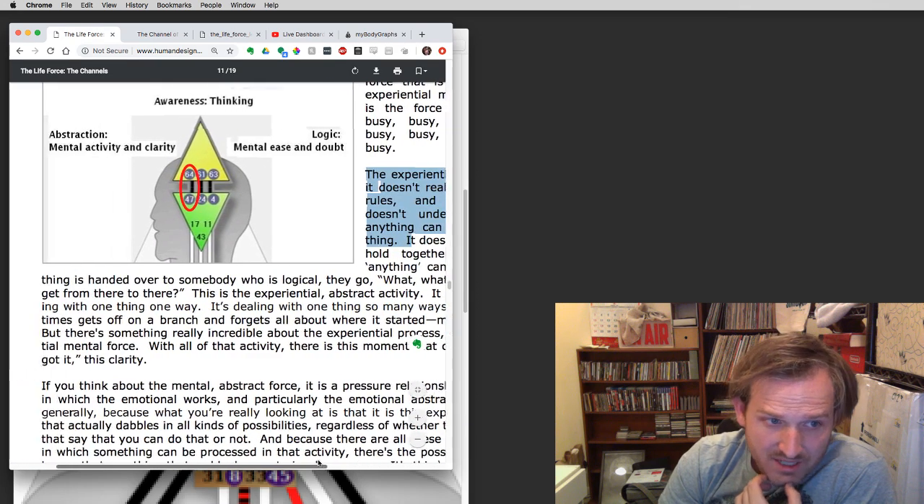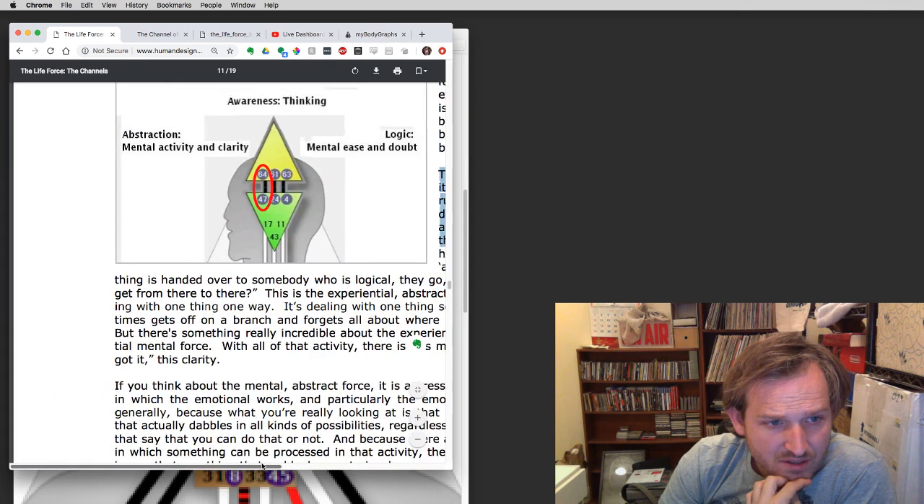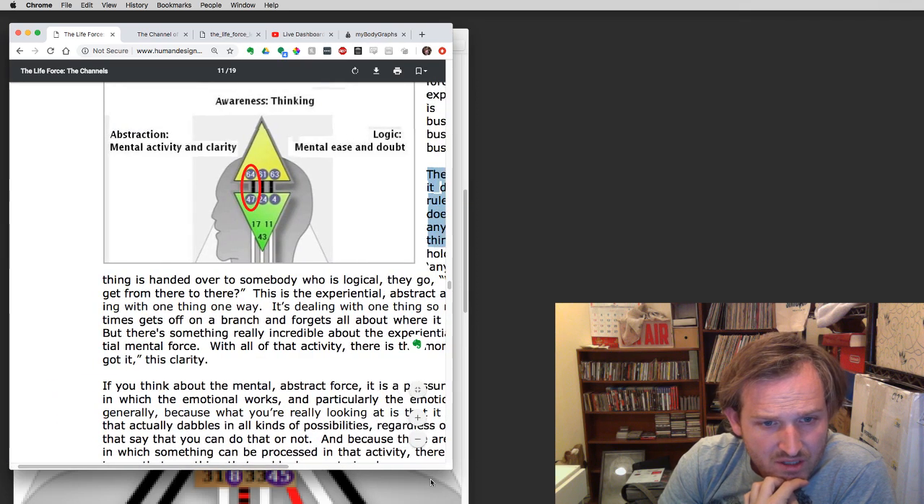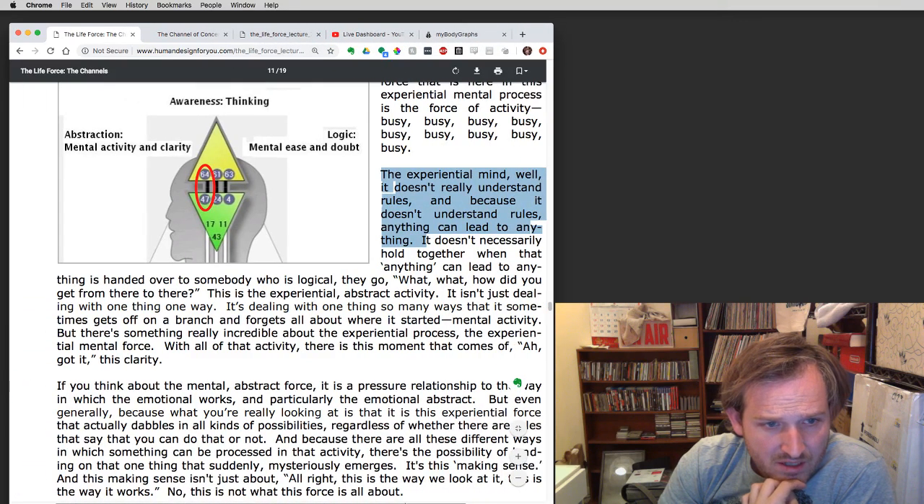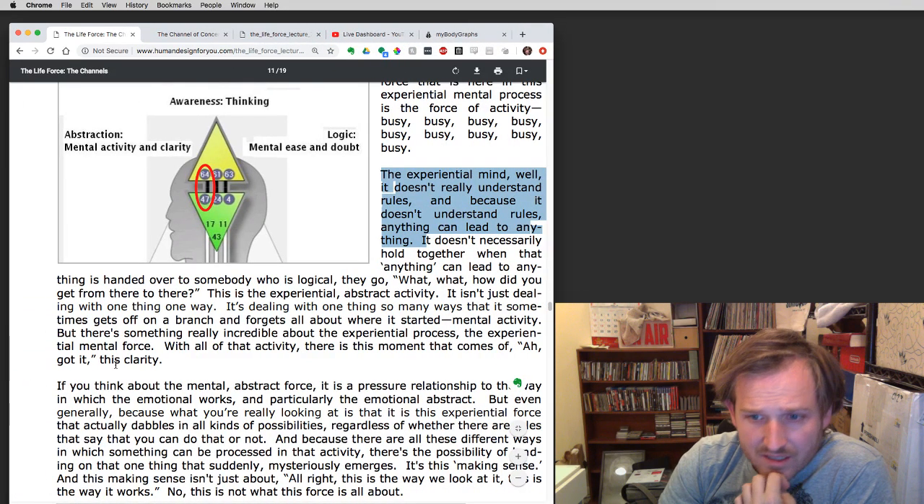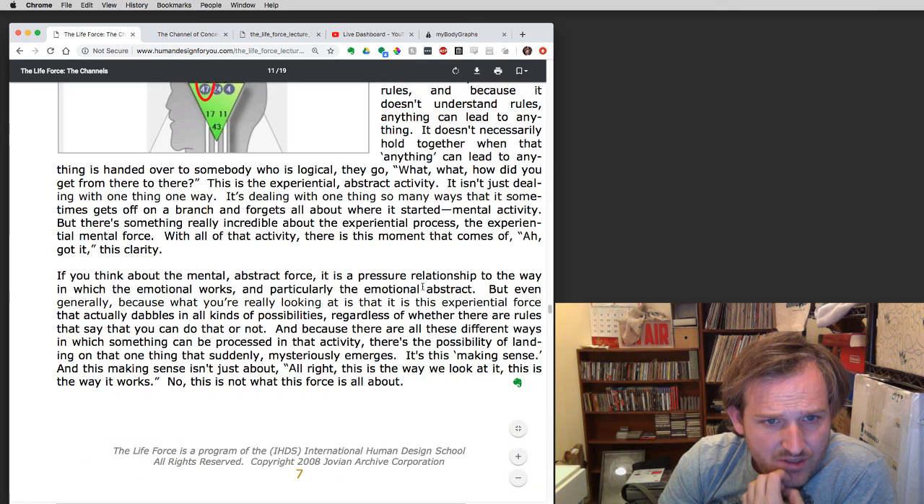Mental activity. But there's something really incredible about the experiential process, the experiential mental force. With all that activity, there's the moment that comes of, got it, this clarity. If you think about the mental abstract force, it's a pressure relationship to the way in which the emotional works, particularly the emotional abstract, which you also have.